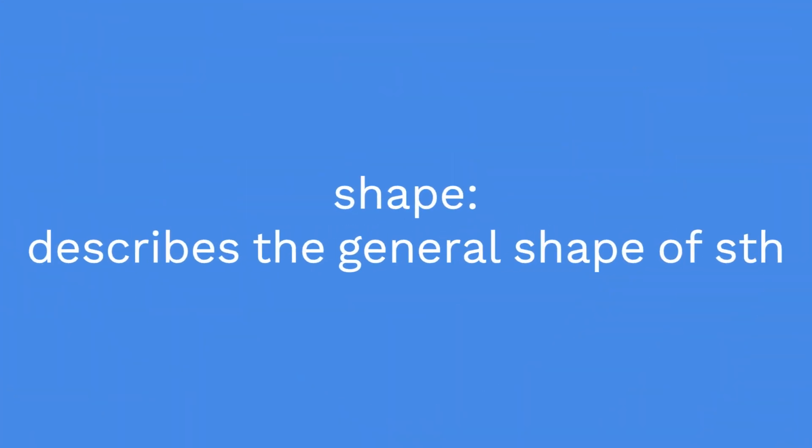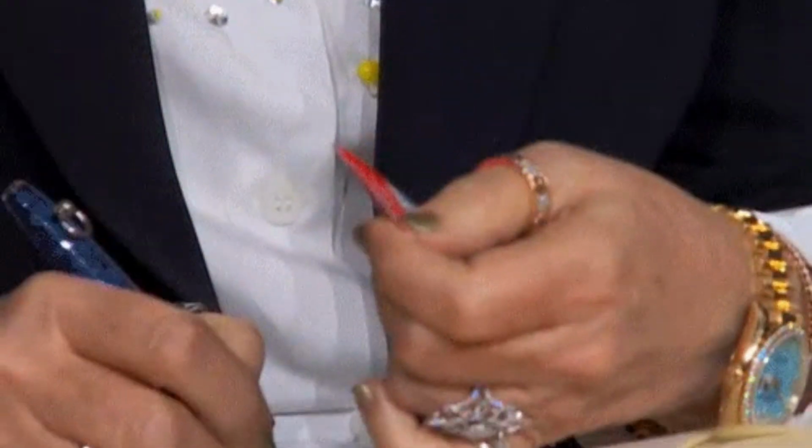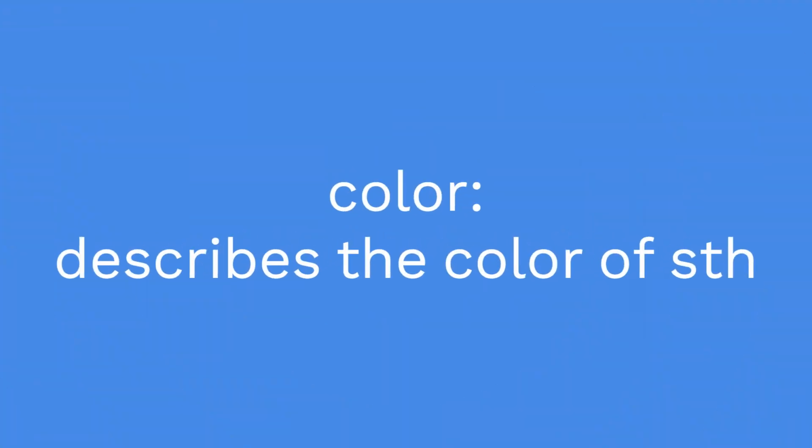Shape. These words describe the general shape of something. Like round, square, triangle, curly, wavy, straight. Color. These words describe the color of something. Like red, blue, yellow, pink, green, or whatever color you know.